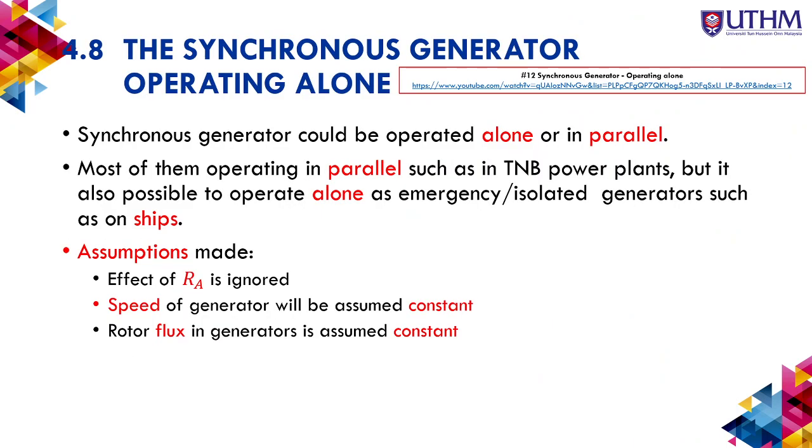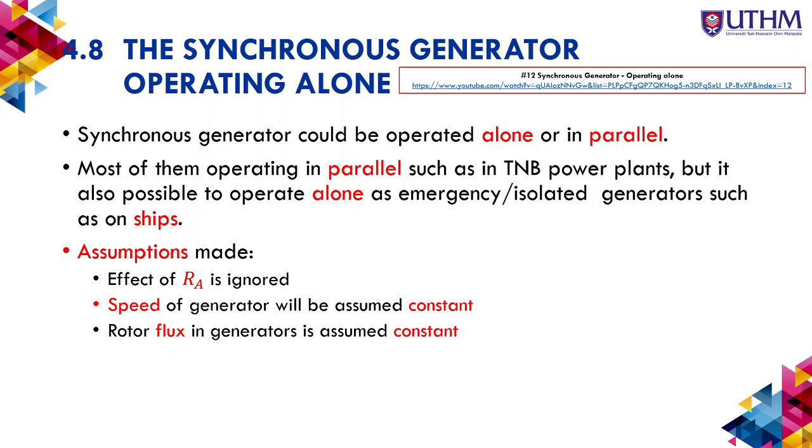Now we continue to the synchronous generator operating alone. Sometimes in TNB they also use parallel generators. When generators are in parallel, the power becomes higher. Most operate in parallel, for example the TNB power plant, but it is also possible to operate alone as an emergency. However, sometimes assumptions have been made.